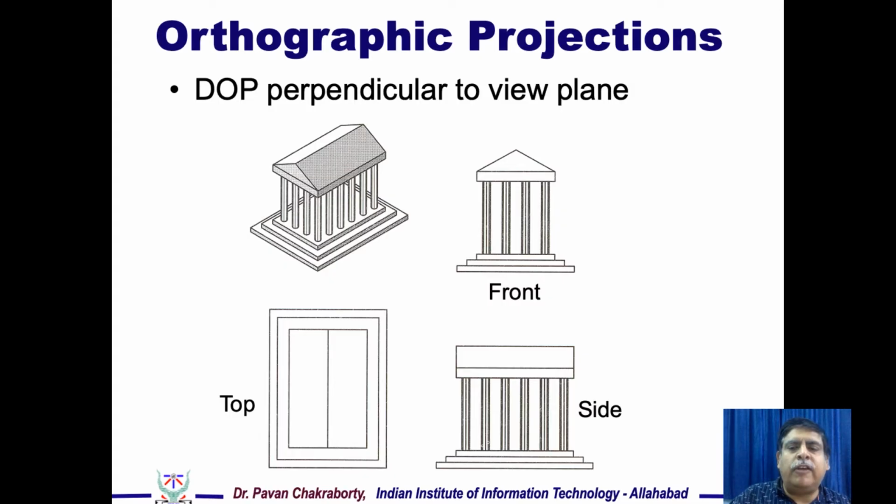So I could have a front view, a top view, and a side view. I have this structure which is a Greek pantheon-like structure, and this can be seen as a front view, top view, and side view. These views are helpful if I would like to construct this building, or it is used in civil engineering in the blueprint of buildings when the buildings are being constructed.